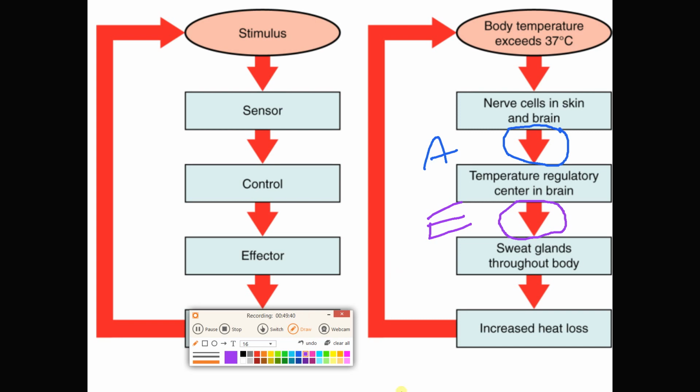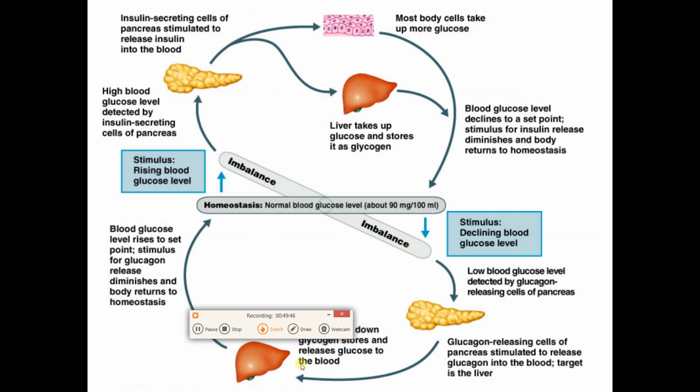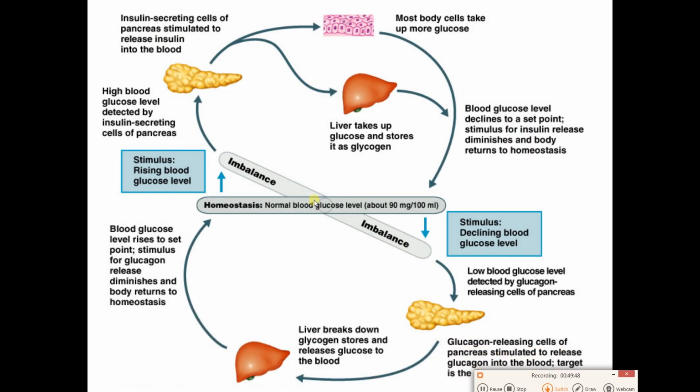Okay, good stuff. Here is another example in our body. Blood glucose level is our variable. Blood glucose level goes up. Pancreas detects it, playing the role of receptor. Pancreas actually makes the decision about it, playing the role of control center. Pancreas releases insulin. Insulin tells the liver to vacuum up that glucose from the blood, and blood glucose levels come back down. So the liver is playing the role of the effector.